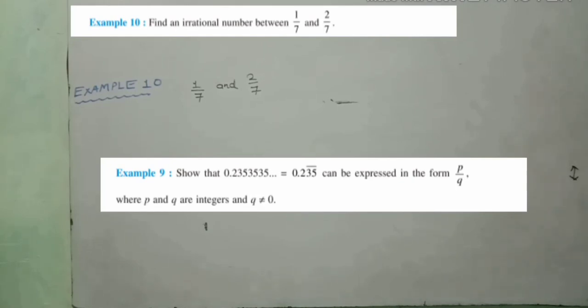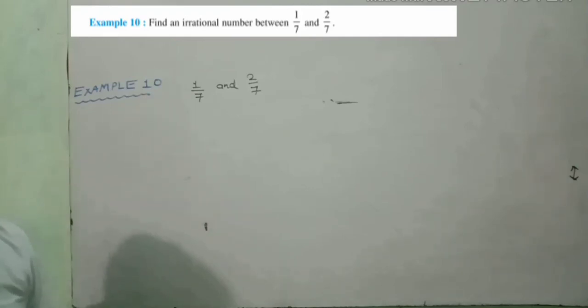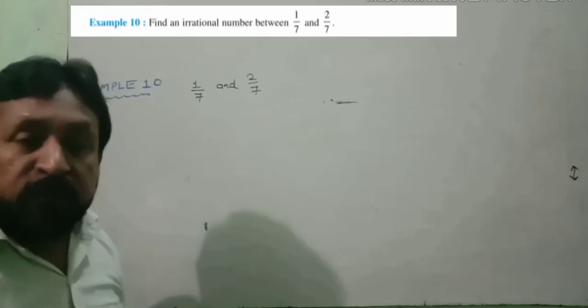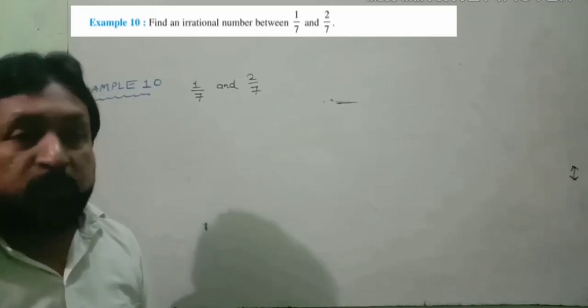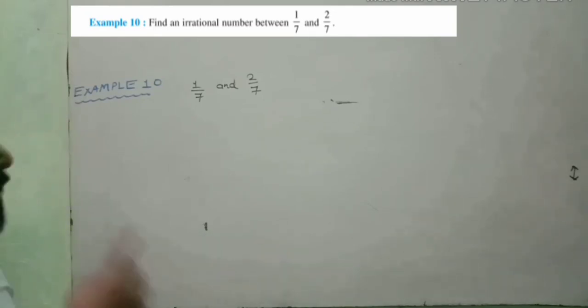Okay students, now see example 10. Example 9 is the same as example number 7 and example number 8. So we have to see one more example, example 10, and after doing this example, we will be in a position so that we can solve exercise 1.3 in a very proper way. Now this question is saying, just see on the board, find an irrational number between 1 upon 7 and 2 upon 7.